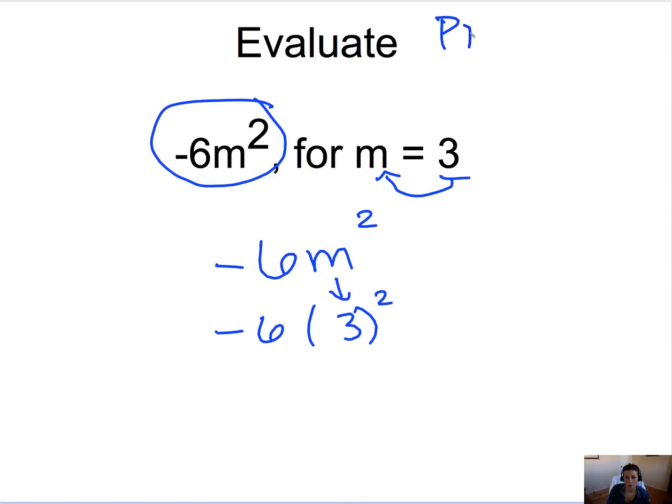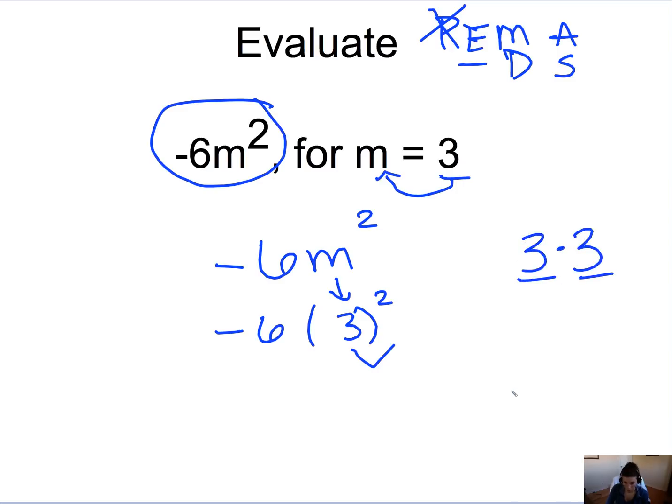And now we go back to following our order of operations: parentheses, exponents, multiplication or division, addition and subtraction. We do not have parentheses. I know that these are parentheses, but remember, if there's only one term within the parentheses, that really means multiplication. So we need to do exponents. 3 squared does not mean 3 times 2. It means 3 times itself 2 times. 3 times 3, which is 9. And I want to keep that in parentheses so I know that I should multiply it by the negative 6. And then negative 6 times 9 would be negative 54. That's it. That's my answer.